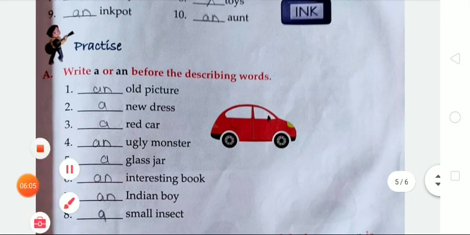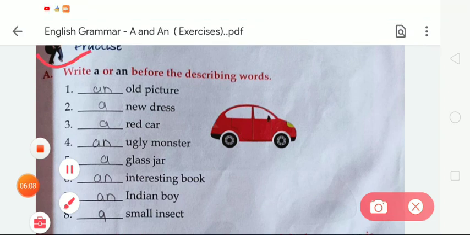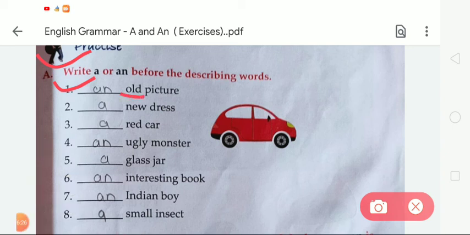There is a, write a or an before the describing words. In this exercise we are again going to use a or an before the describing words. So the first one is dash old pictures, so here we have to use an. The describing word is old, and with old we have to use an because the first letter of old is O, and we all know there are 5 vowels in the alphabet and they are A, E, I, O, U. So O is a vowel and with a vowel we have to use an. So here we have to write an.